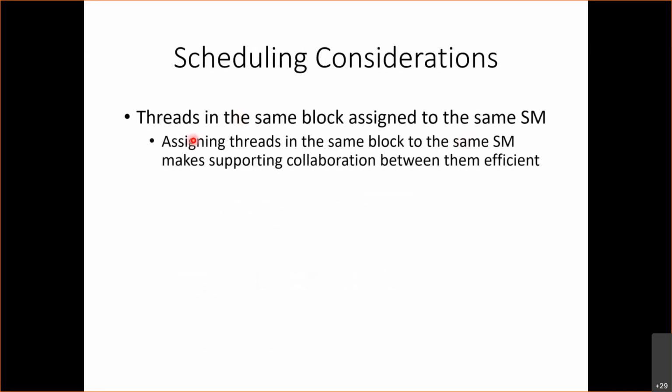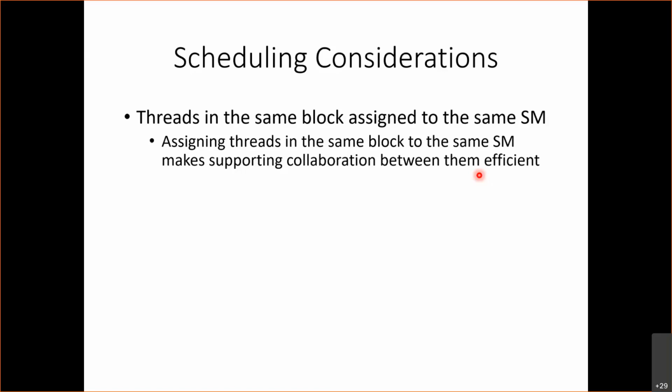When we assign threads in the same block to the same SM, this makes it easier for us to support collaboration between these threads efficiently. When the threads in the same block are on the same SM, that means when they need to synchronize with each other, when they need to wait for each other, they don't have to communicate across SMs because they're all in the same SM. So it makes that kind of collaboration between them more efficient to support.